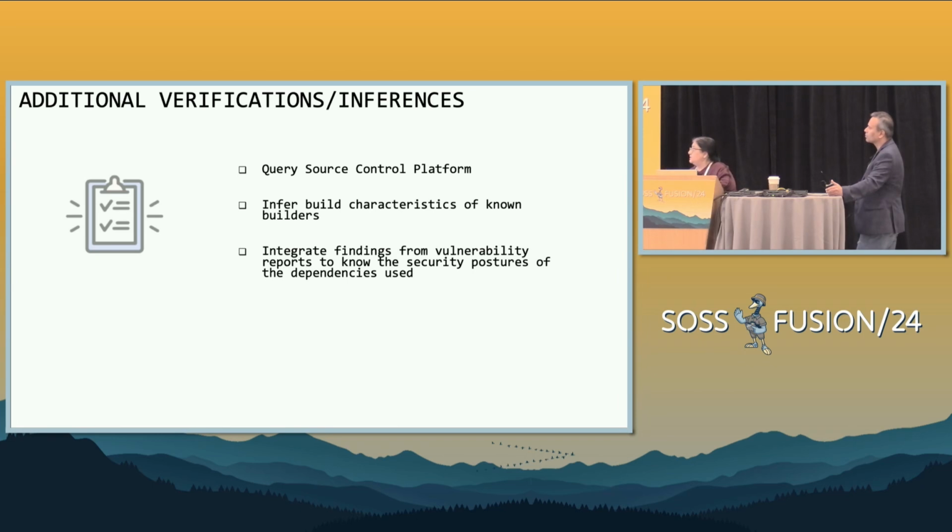If the builder was known, we can also make some interpretation about the build characteristics, and that also went into our verification. For example, in the case of GitHub Actions, we can know that each build happens on a separate runner or virtual machine, so it is isolated. But still, there are many other things we cannot guarantee, like whether the cache was poisoned or not. And we were also able to integrate some findings from the vulnerability report to know if the dependencies used in the package did not have any high vulnerability score.